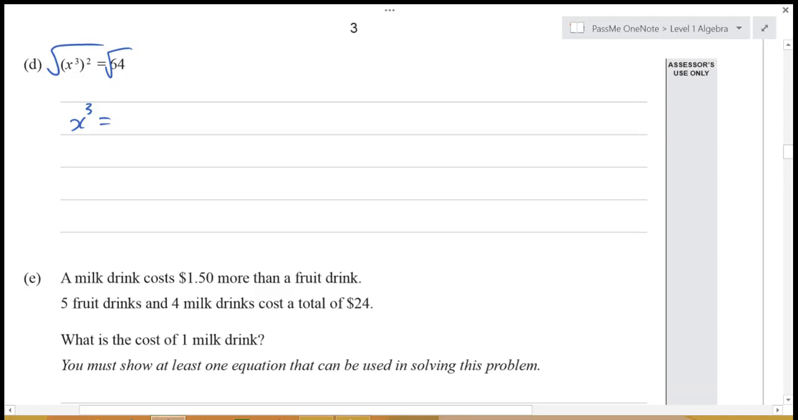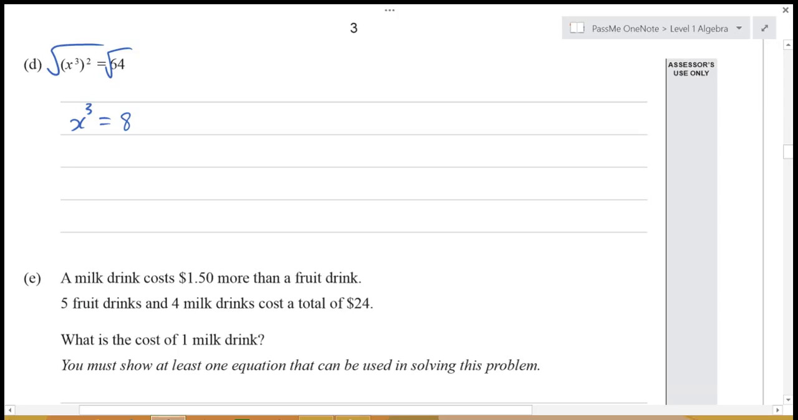5 times 5 is 25, so it's got to be bigger than 5. And if you're not sure what it is straight up, it's just a matter of elimination. Eventually, if you go through 5 to 10, you work out that 8 times 8 is 64, and so that's the square root.